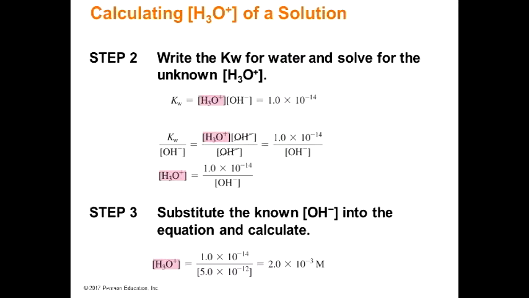Okay? You understand that Kw is a constant, 1 times 10 to the minus 14. Never have to think about that. Never calculate it at all. It's simply a known constant. Okay? And so we just take this equation and we put in the value that's missing. Solve for the missing value.